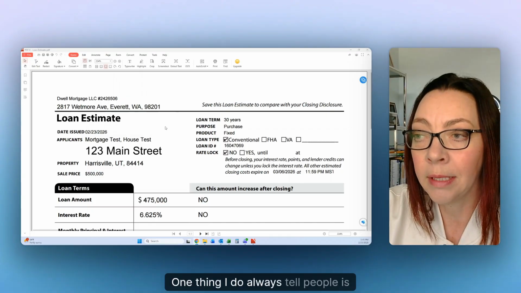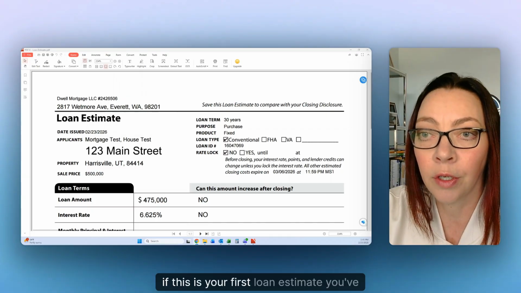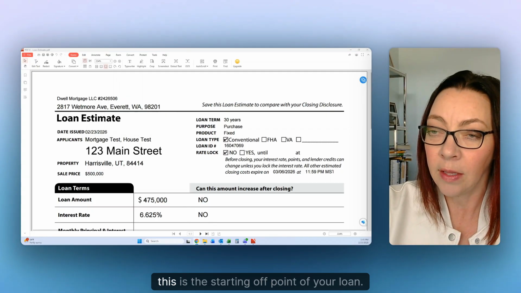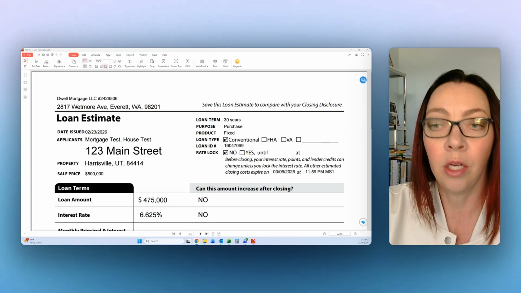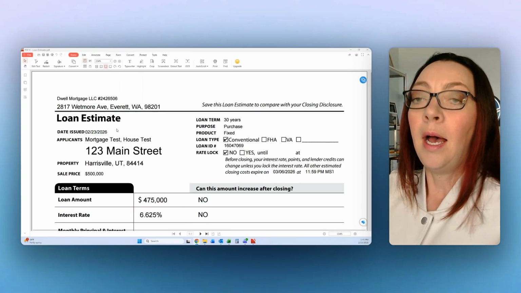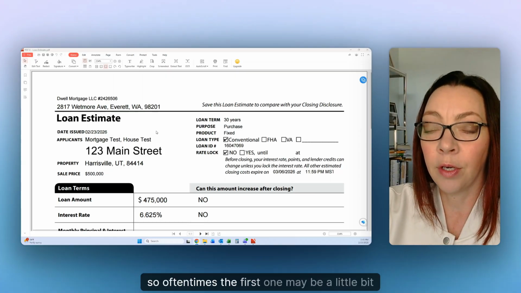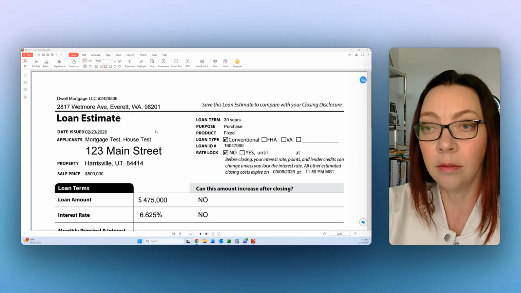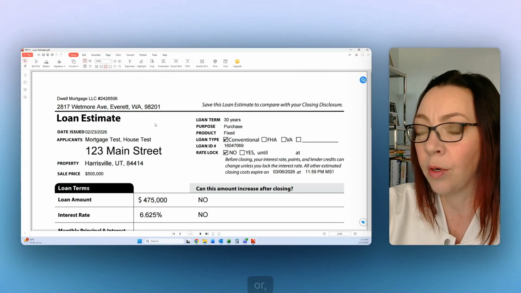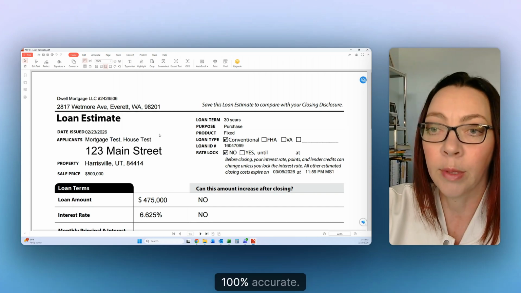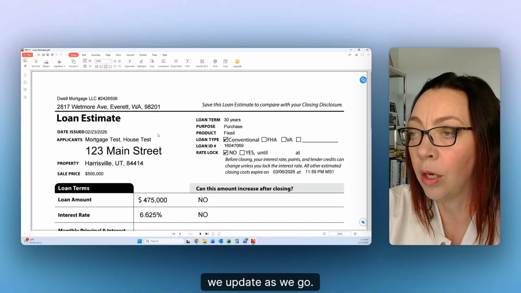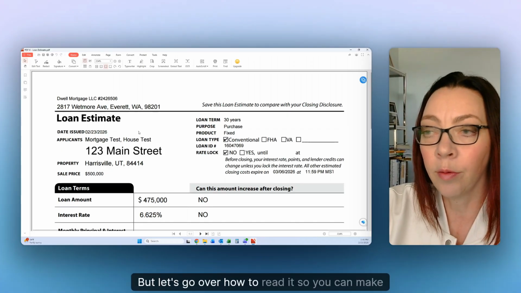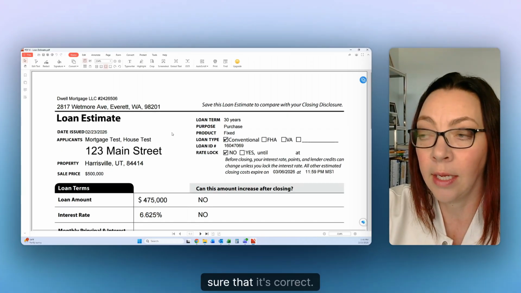One thing I do always tell people is if this is your first loan estimate you've received, this is the starting off point of your loan. As things change, you'll get an update. Oftentimes the first one may be a little bit over disclosed or isn't totally 100% accurate. There's things that happen throughout the process. We update as we go. But let's go over how to read it so you can make sure that it's correct.